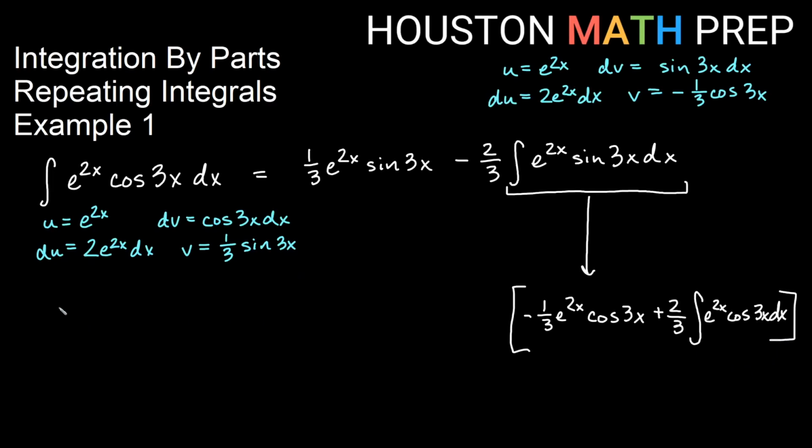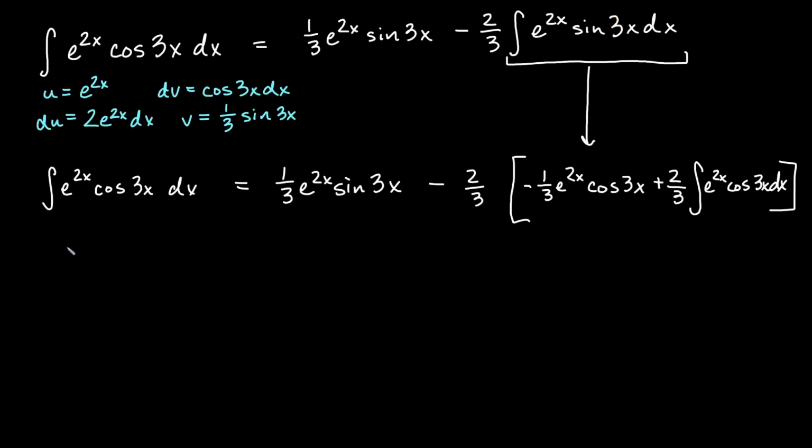Okay, let's go ahead and copy down what we had for the rest of it. So e to the 2x cosine 3x dx was our original integral, and that is equal to 1/3 e to the 2x sine 3x minus 2/3 times this integral. So we'll need to distribute the negative 2/3. Let's go ahead and do that.